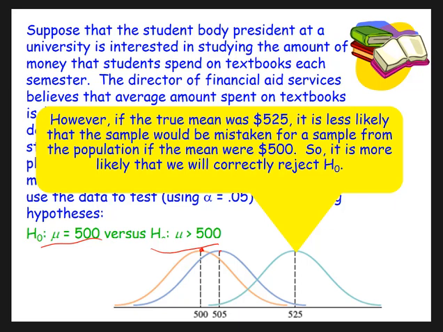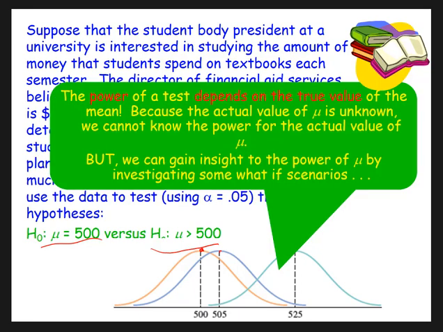If the true mean were 525, well, then it is much more likely that we would take a sample that's going to give us a large value, and we would reject that null hypothesis, reject the $500 mean. So the test is more likely to reject at that point. That's what the power is describing: how much greater does the true value have to be than our hypothesized value before the test will pick it up.